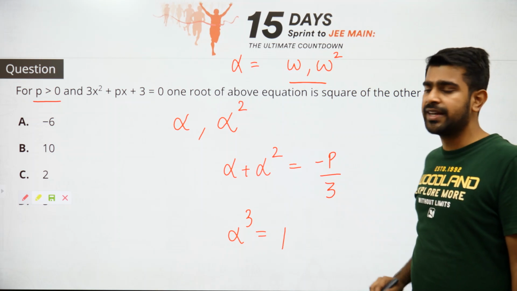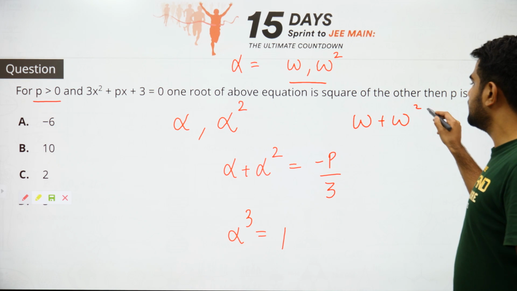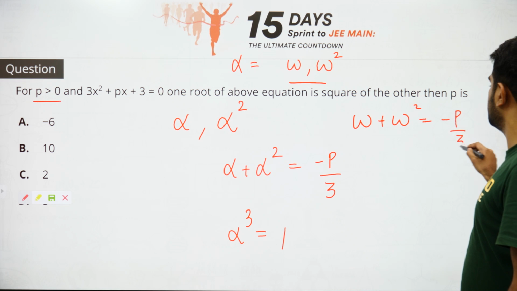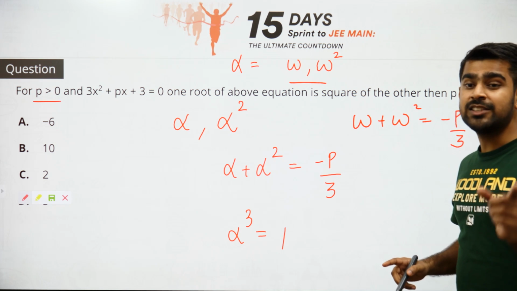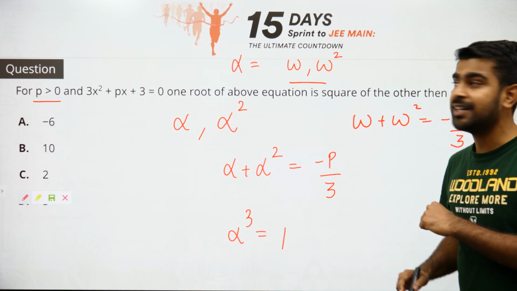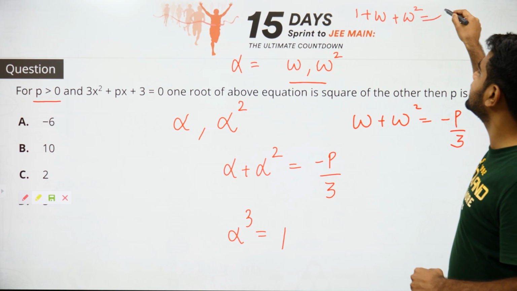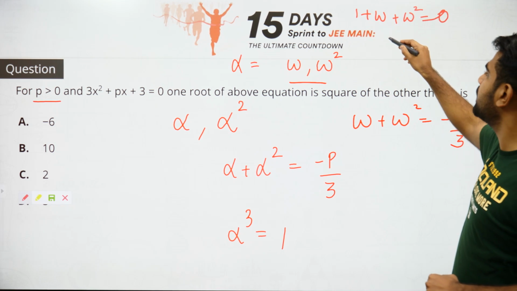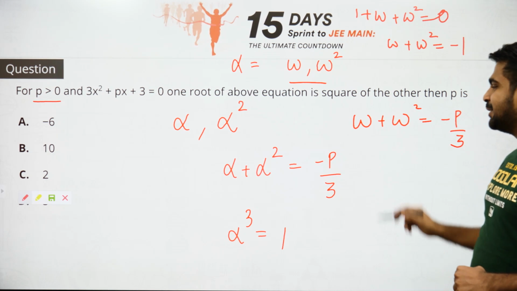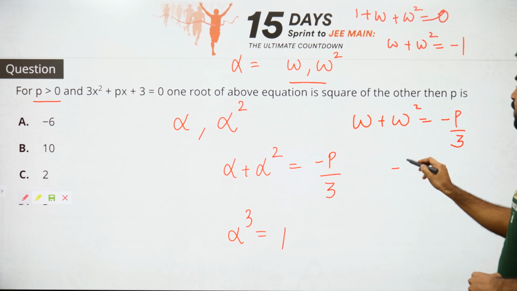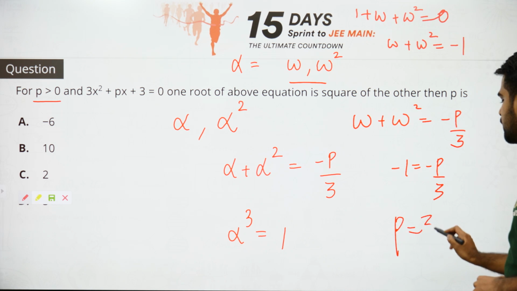So let me take one of them. Let's say alpha is equal to omega. So if alpha is equal to omega, what will I get? Omega plus omega square is equal to minus p by 3. And what is omega plus omega square? Do you all remember this? Okay, so omega plus omega square is equal to minus 1. So minus 1 is equal to minus p by 3. And what is p? P should be equal to 3.